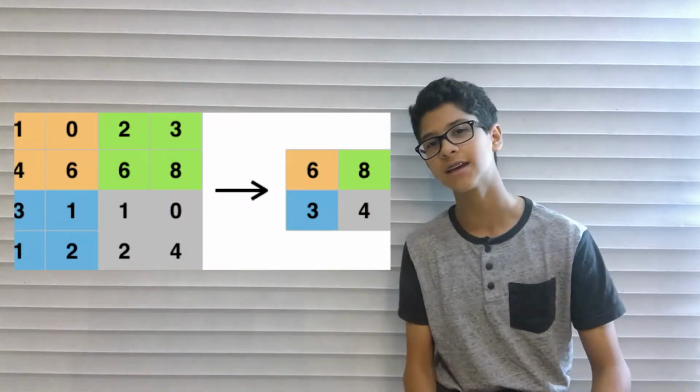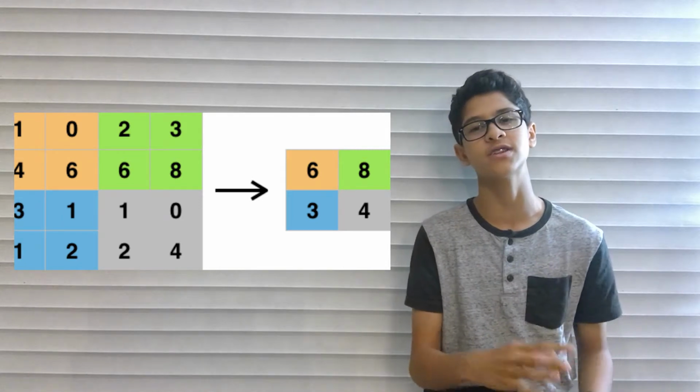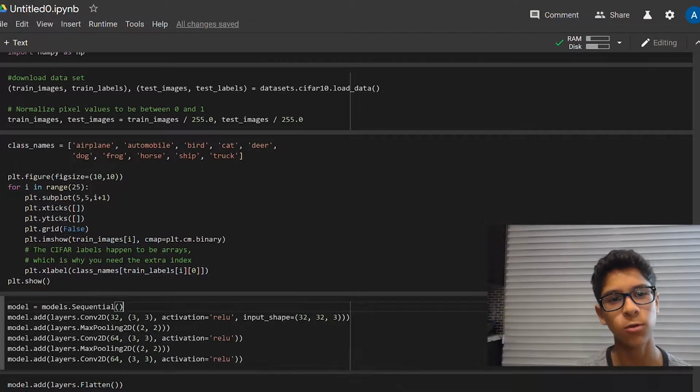After we use a convolutional neural network, we'll usually add a max pooling layer so that we could take the key features from each part of an image and reduce the amount of time it takes to train something while still keeping the important information. So now let's go through the actual code.